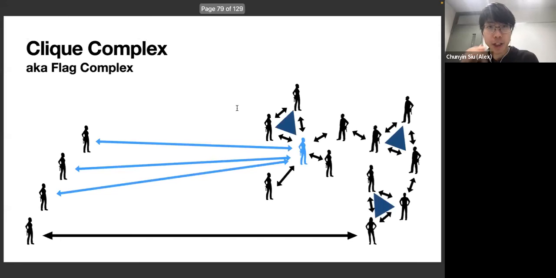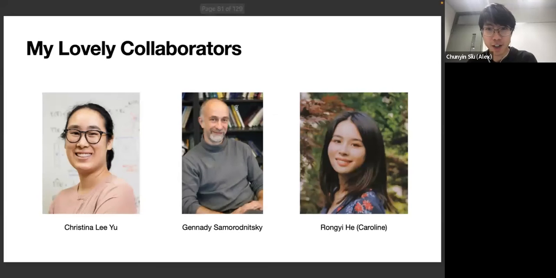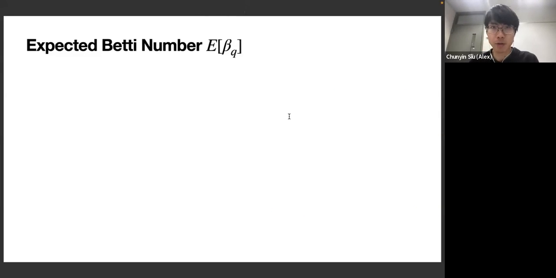Okay. But since we're topologists, we will not just think about graphs, and instead we'll consider the clique complex of this graph and study its topology. And this brings us to our result on the topology of preferential attachment. This is joint work with my supervisor, Professor Samuelitsky, my co-supervisor, Christina Yu, and my undergraduate mentee, Rongbi He. So our result concerns the expected Betti number, the simplest topological invariant, and the simplest statistical moment.